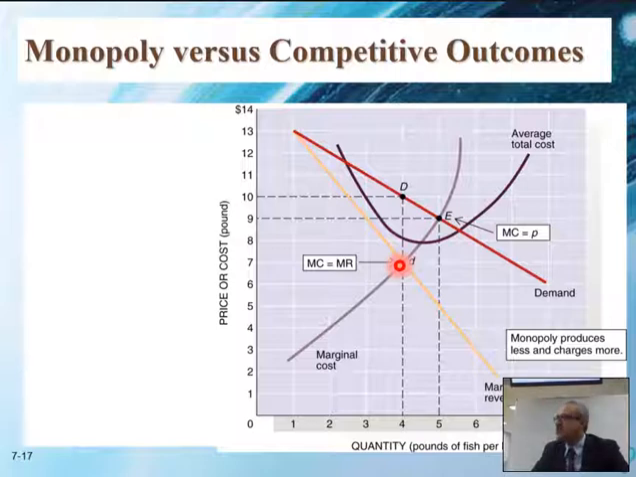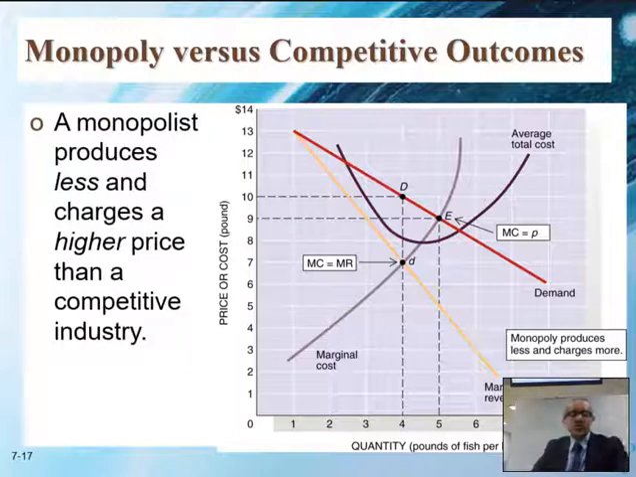Are you guys okay with this? Anyone lost? Now, let's see. If this is perfect competition, how many units do they produce? 5. If this is a monopoly, how many do they produce? 4. You guys see? So this is the main difference. In a perfect competition, we produce more and we have lower prices. But if we are a monopoly, we produce less and the prices are higher. Monopolists will produce less and charge higher prices than a competitive industry.